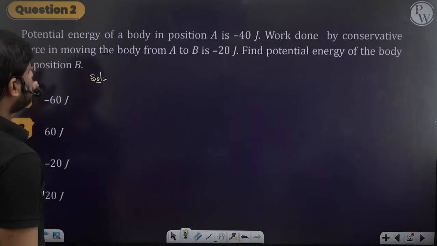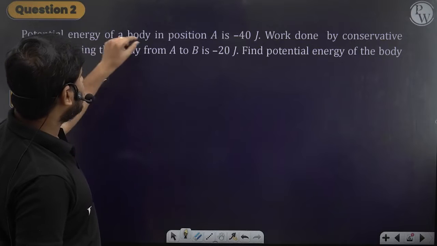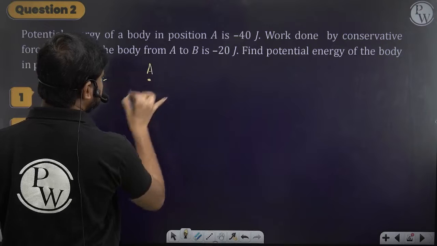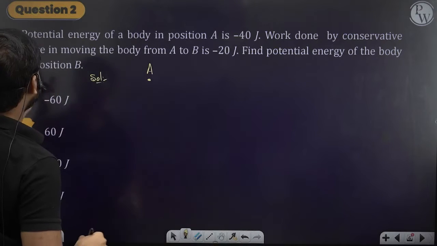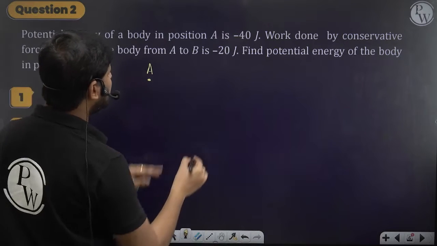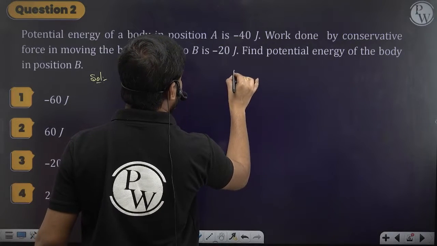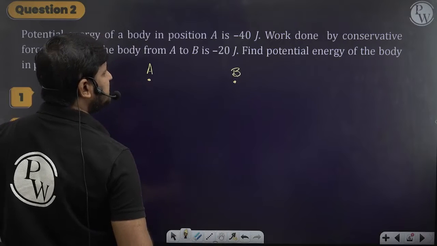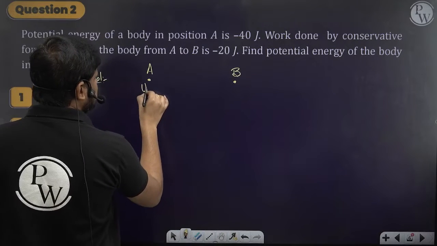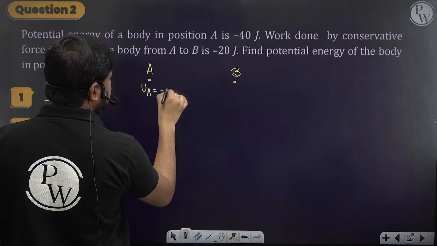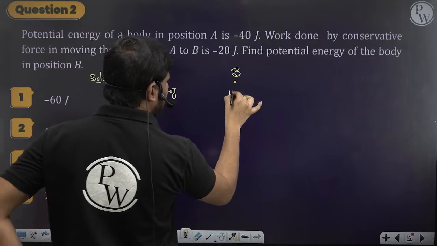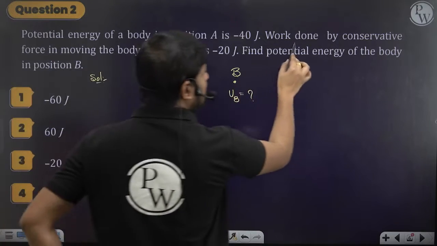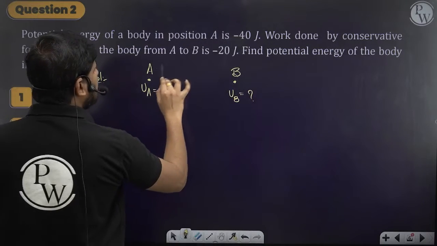See here, the potential energy of a body at position A is minus 40 joules. Take care of the sign conventions. The work done by a conservative force in moving the body from A to B is given. Find the potential energy of the body at position B. The potential energy at A is minus 40 joules, and we have to find the potential energy at B. The work done is by the conservative force in moving from A to B.